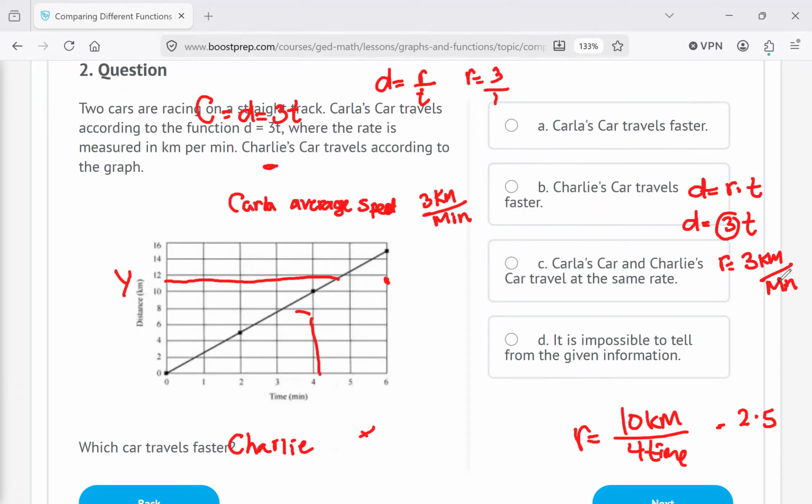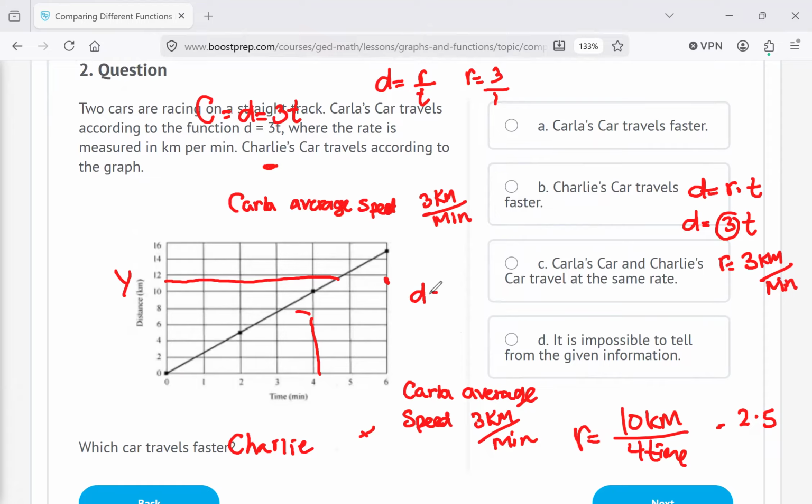Okay. So this is Carla's average speed. So Carla's average speed is 3 kilometers per minute. And then let's do Charlie. So Charlie, we kind of have to figure this out.